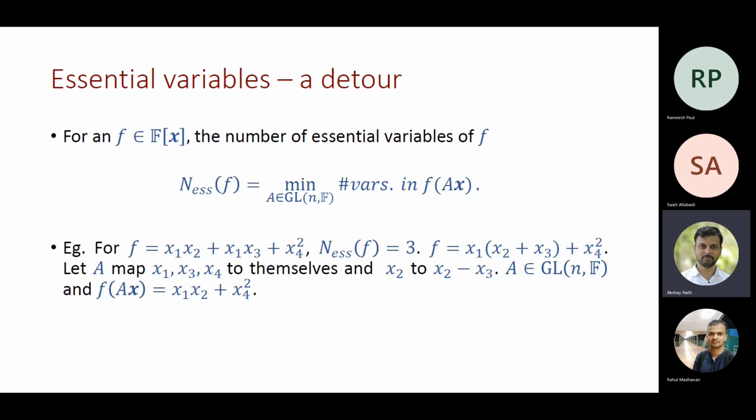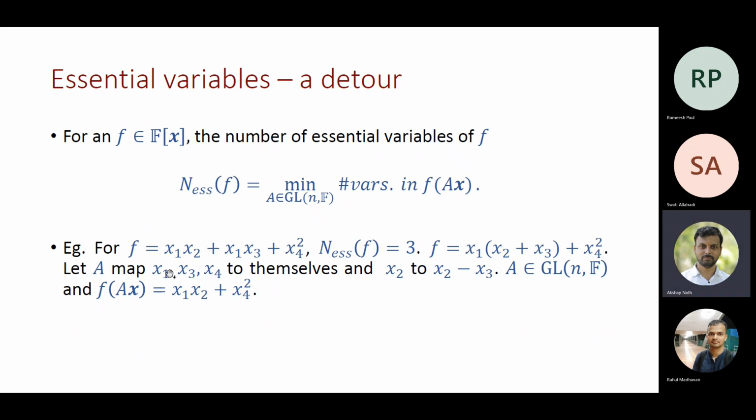So before we answer this question, let me first take a quick detour and tell you about what essential variables are, because we would need these to answer the question. So for a polynomial F, the number of essential variables of F, denoted by NESS of F, is this thing. It's the minimum over all invertible matrices A of the number of variables in F of AX. That is, the number of essential variables of F is M if there exists an invertible matrix A so that F of AX has exactly M variables, and for no invertible matrix B does F of BX have fewer than M variables. So this is sort of the minimum you need in any polynomial equivalent to F.